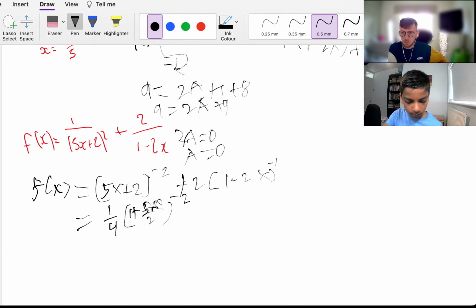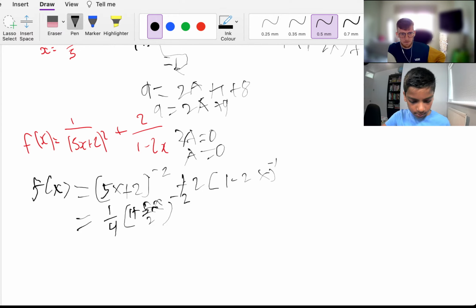Where does the quarter come from? The quarter comes from 2 to the power of minus 2, because you need to factor that out. Yeah, so we're factoring out the 2, but remember it's 2 to the minus 2, which is a quarter. Well done. So let's just expand that bit first before we think about the other term.